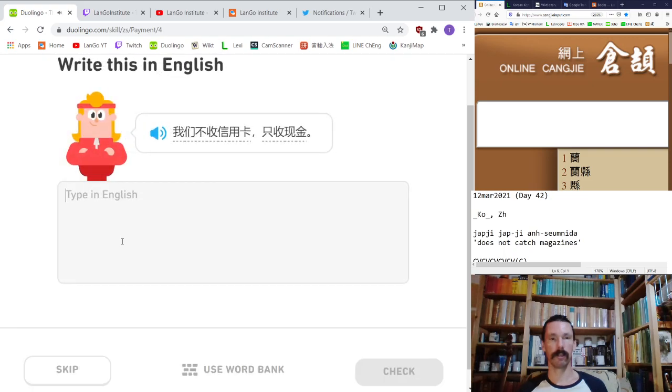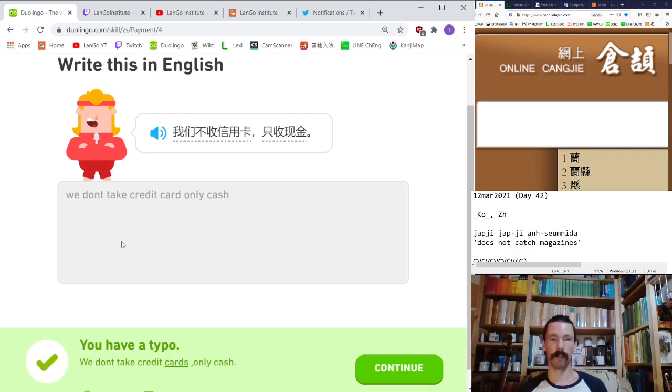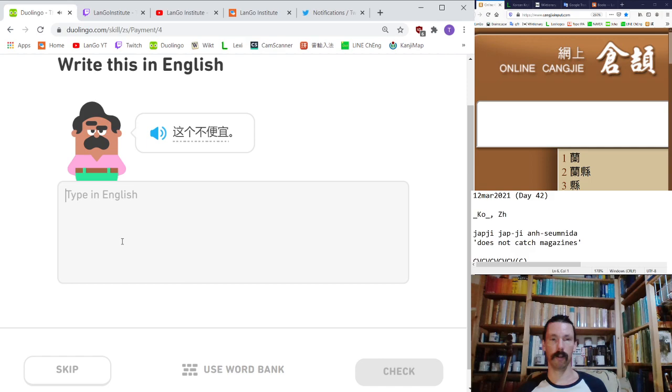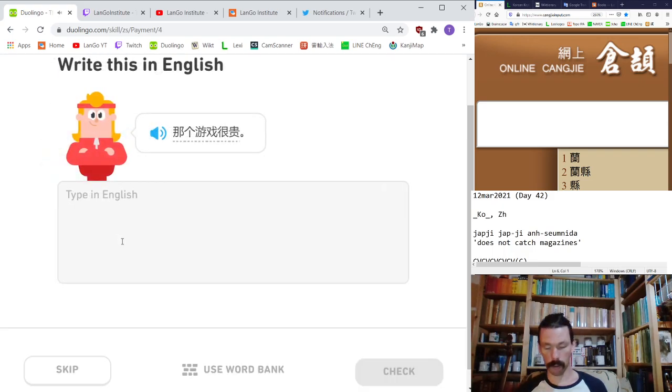我们不收信用卡，只收现金。We don't take credit card, only cash. 这个不便宜。That game is expensive.